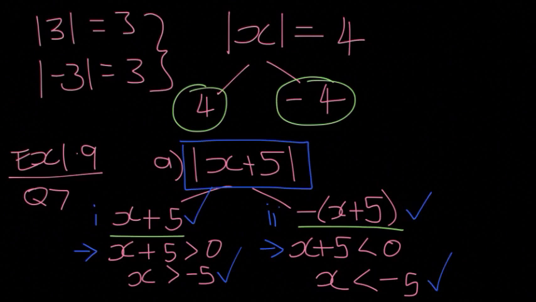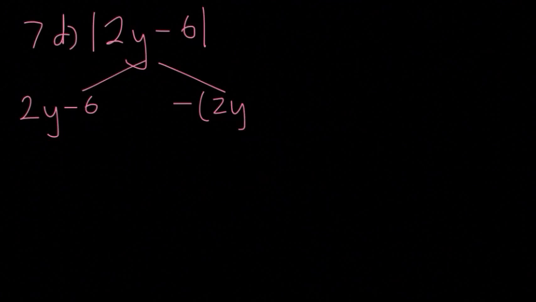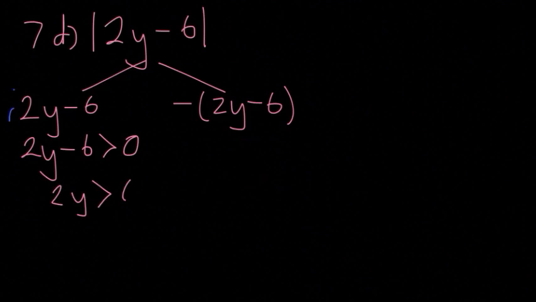Let's try one more example. In 7 part D, we have the expression: find the absolute value of 2y minus 6. There's two possibilities. There's the possibility that 2y minus 6 is positive, and there's the possibility that 2y minus 6 is negative. If 2y minus 6 is positive, the first expression, then that means 2y minus 6 is greater than 0. And it follows that 2y is greater than 6. And if we complete this inequality, y is greater than 3.